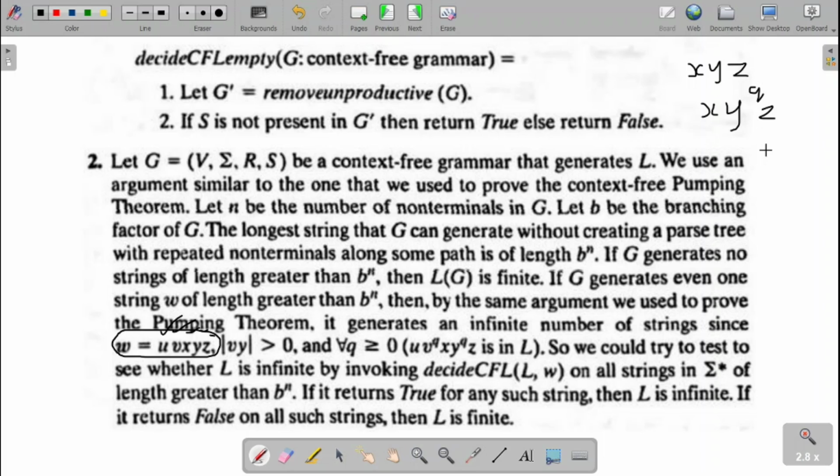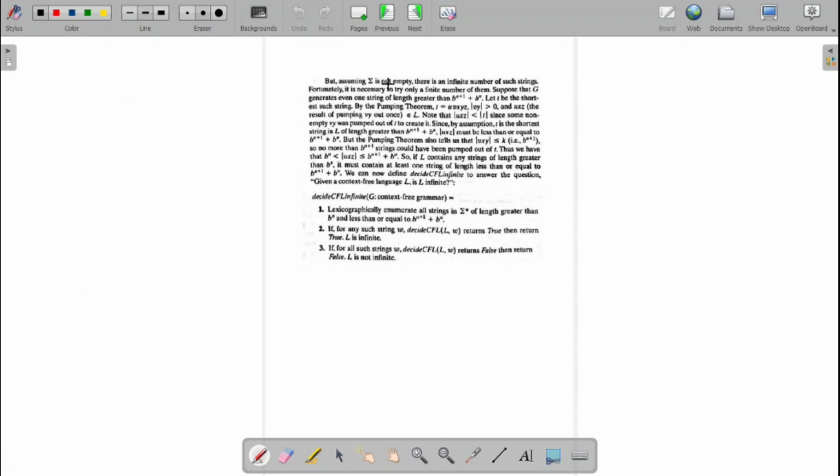In the same way, for grammars also we have the pumping lemma, which divides our input into 5 components. If we are able to get U V^Q X Y^Q Z belonging to L, then we say that it is a decidable problem, or else we say that it is an undecidable problem. Fine. The next one.